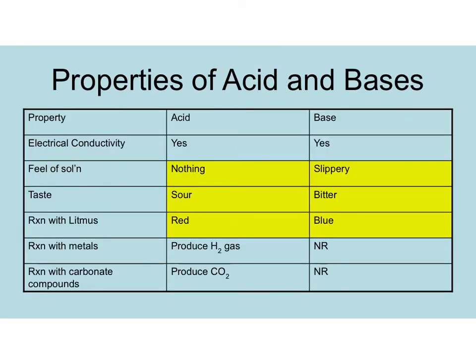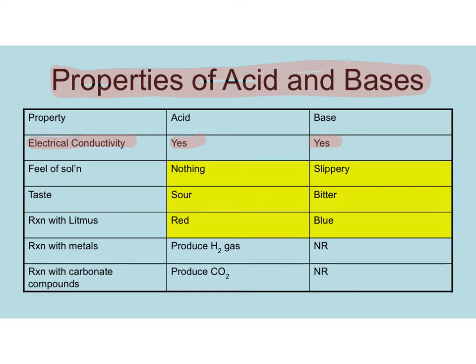All right, now, a very, very important slide here, and this is the properties of acids and bases. So being able to identify them and know how they're going to behave. If we look at the first thing, electrical conductivity, both of them can conduct electricity, so that's not a beneficial way of discriminating between the two. But the ones that I've highlighted in yellow are the differences between the two.